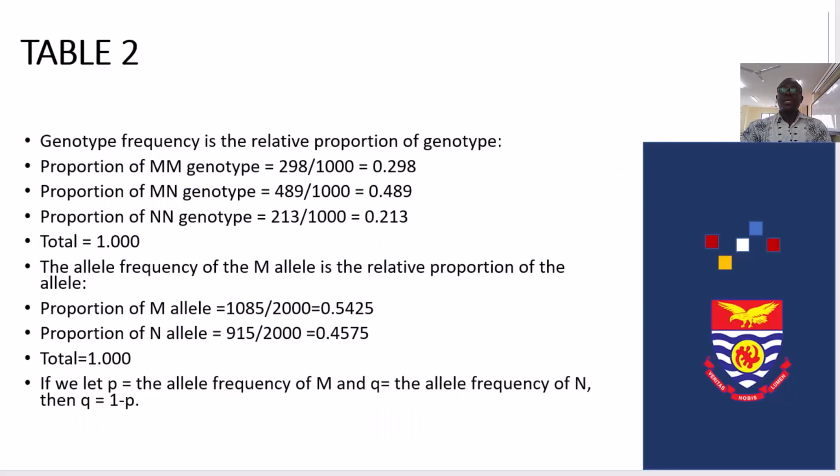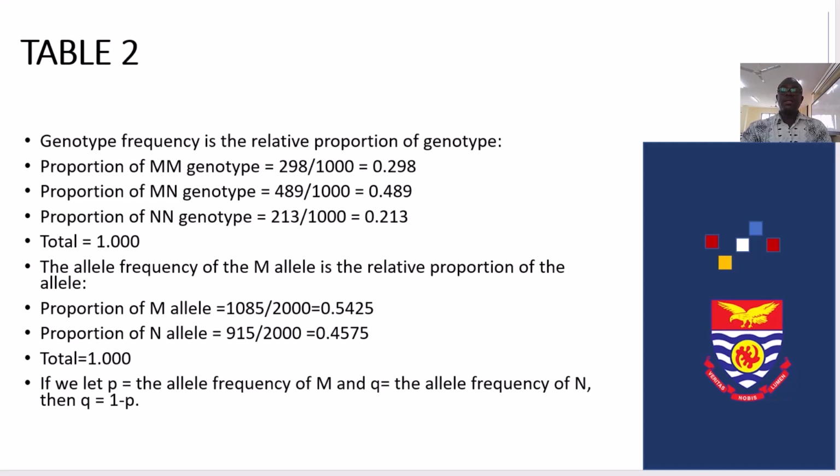Table 2. The genotype frequency is the relative proportion of the genotype. Proportion of MM genotype equals 298 over 1000, giving us 0.298. Proportion of MN genotype, 489 over 1000, giving us 0.489. Proportion of NN genotype, 213 over 1000, giving us 0.213. Total is 1.